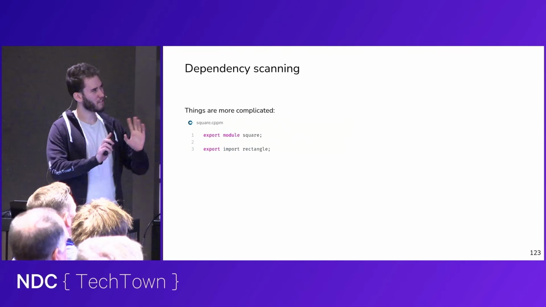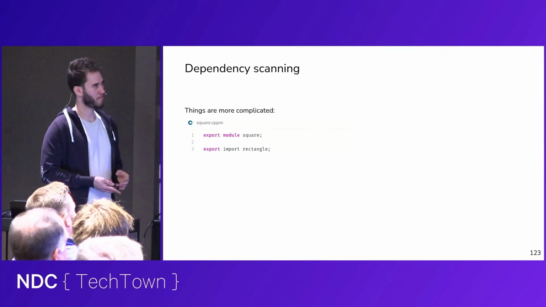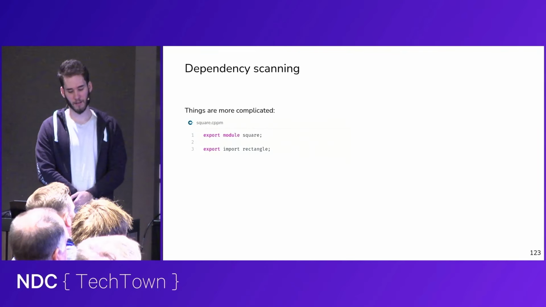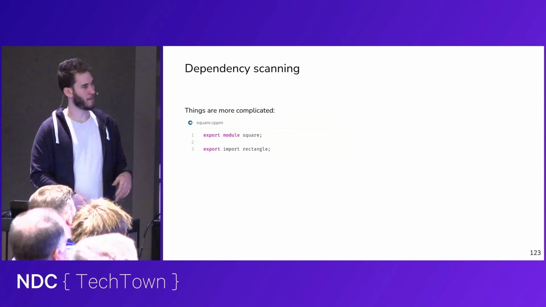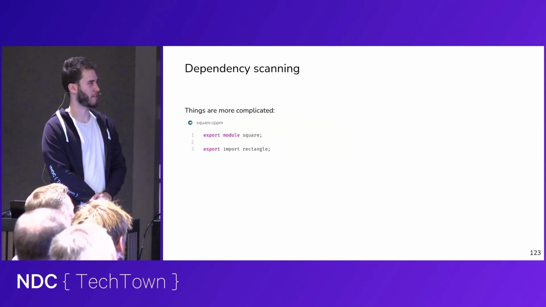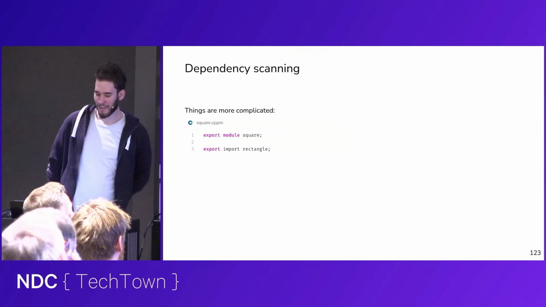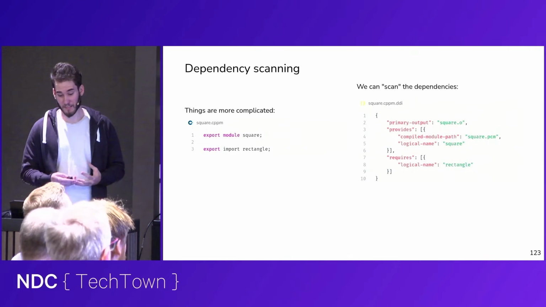So things are a little bit more complicated now when you think about builds, because now you need to scan these dependencies. So if you have, for example, this simple square module that just exports this rectangle include, and we can discuss if square is a rectangle later, but what we need to do is basically just scan the dependency.